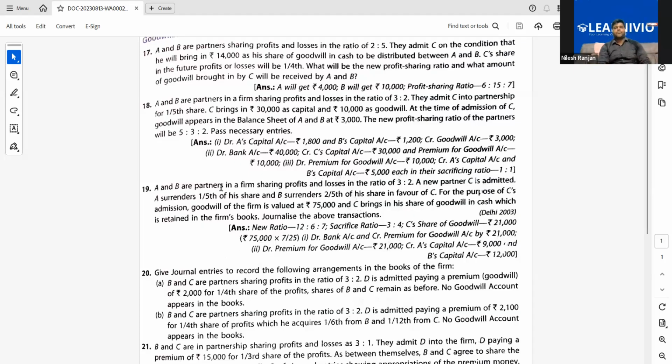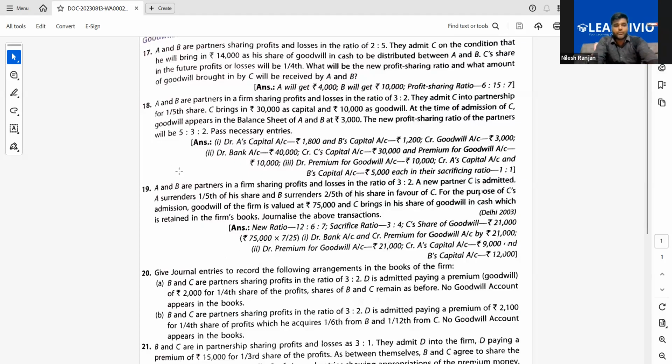Okay, question number 18. A and B are partners in a firm sharing profits and losses in the ratio of 3:2. They admit C into partnership for 1/5 share. C brings in 30,000 as capital and 10,000 as goodwill. At the time of admission of C, goodwill appears in the balance sheet of A and B at 3,000. The new profit sharing ratio of the partners will be 5:3:2. Pass necessary entries. So the old ratio is given and the new ratio is given.